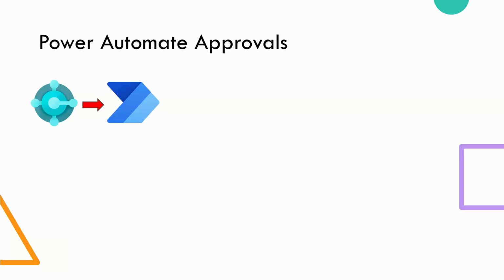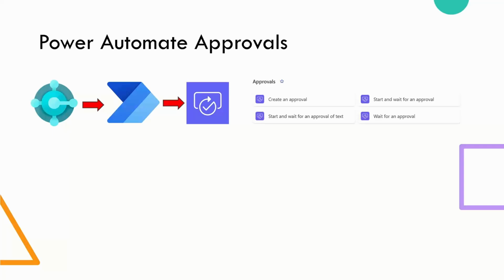The Power Automate flow then, in its turn, calls into the approvals connector that you have in Power Automate. The approvals connector has a number of steps: create an approval, or start and wait for an approval, or wait for an approval. These two, create an approval and wait for an approval, are actually working together, because this one is actually the two in one, create and wait.